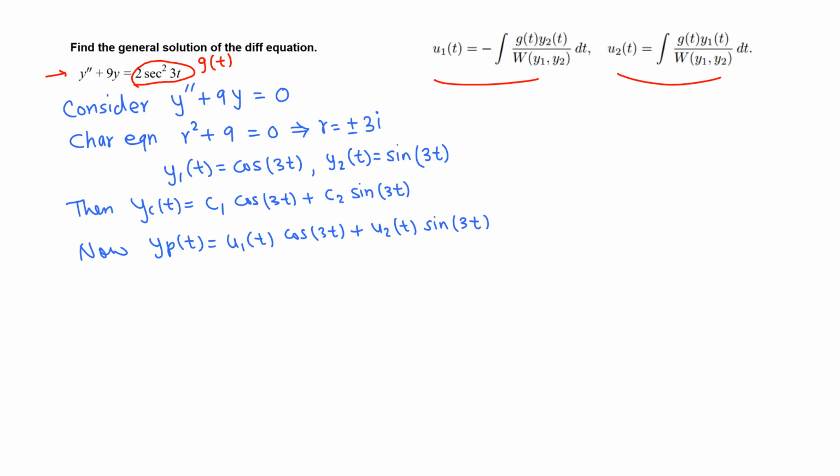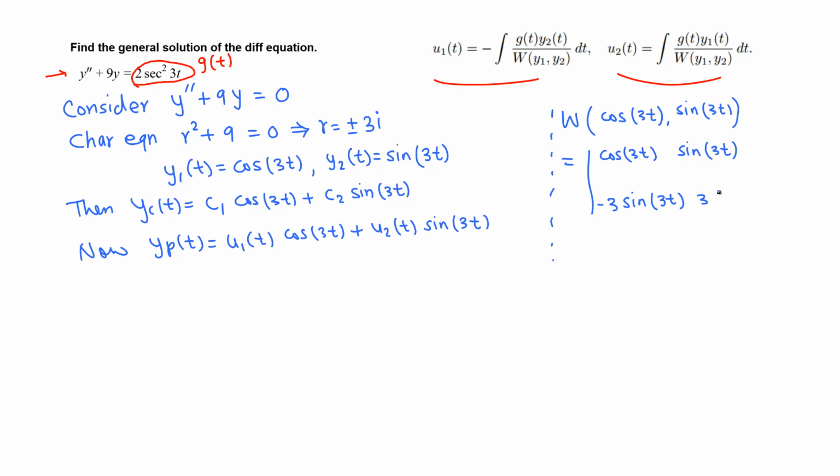So let's find that on the side here. The Wronskian of y1, which happens to be cosine 3t, and y2, sine 3t, will be just a 2 by 2 determinant: cosine 3t, sine 3t in the first row, and their derivatives in the second row. So that's negative 3 sine 3t, and here is 3 cosine 3t, and we multiply this minus this to determine the determinant.